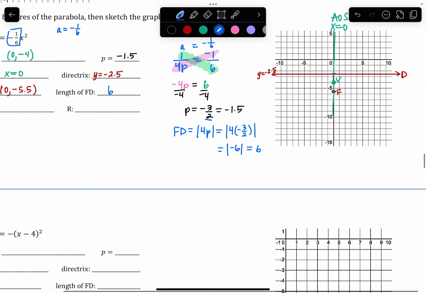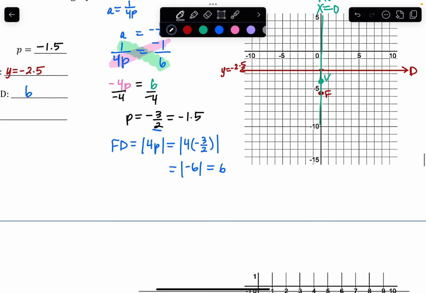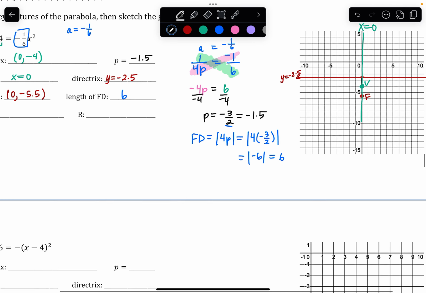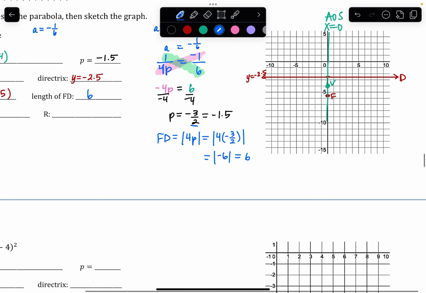Remember, this is the diameter, and it acts like the diameter of a circle. That means the radius on each side would be 3. Just cut that in half. So we're going to go 3 units to the right of the focus and 3 units to the left of the focus to get a full focal diameter of 6. So I have a point on the parabola here, and a point on the parabola here, and now we can create our graph.